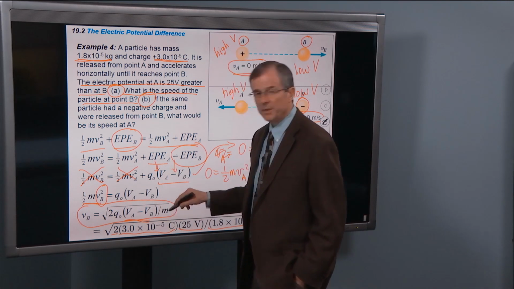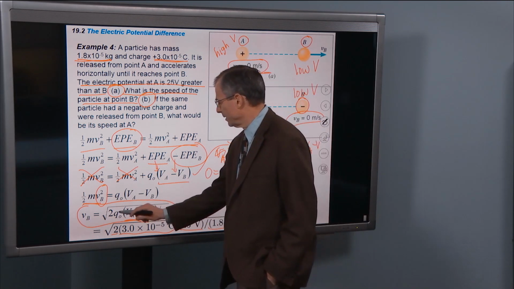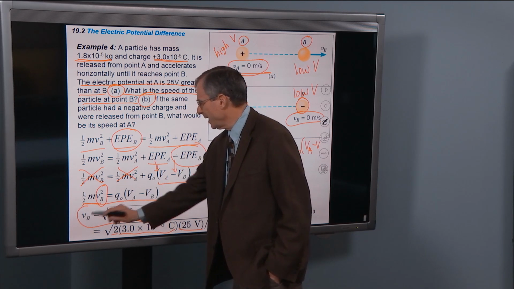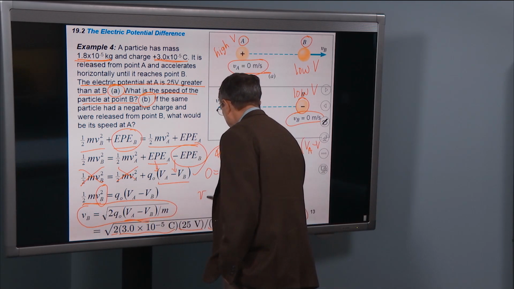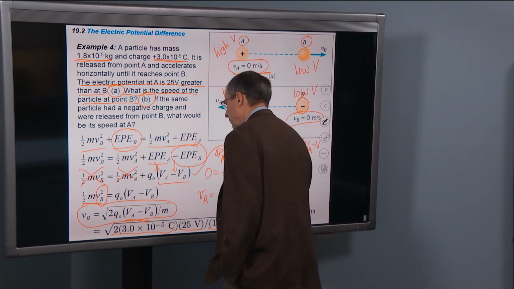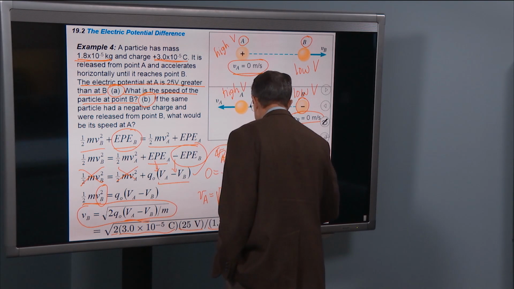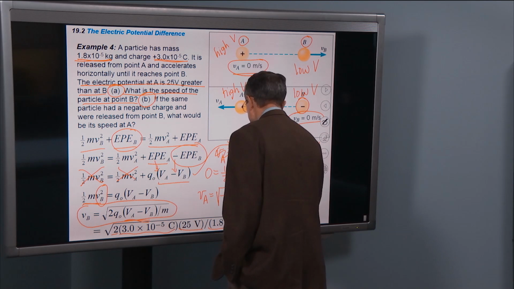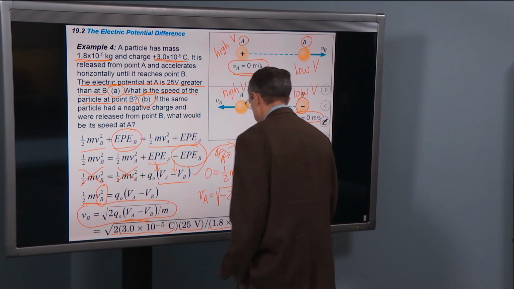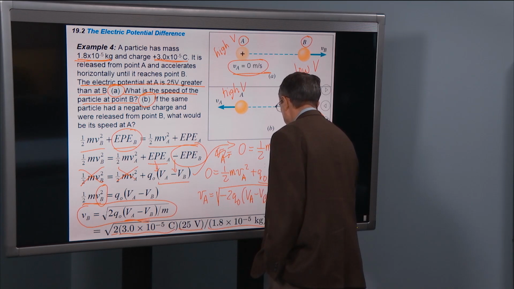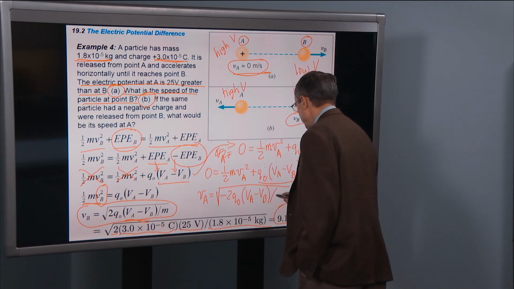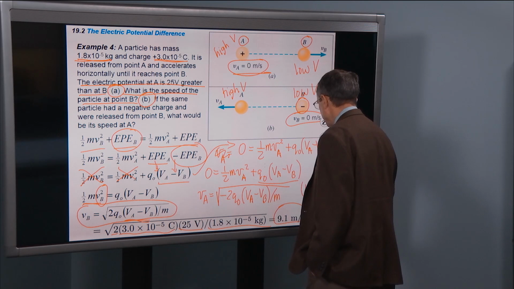So then we do the algebra in the same way as before. The only change is we'll have VA here and then a minus sign here. So VA equals the square root of minus 2Q naught times VA minus VB, divided by M. That's for part B.